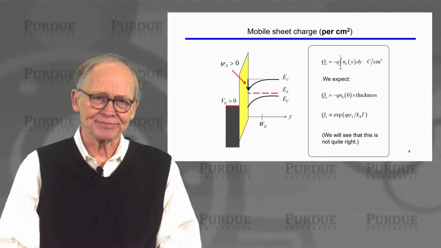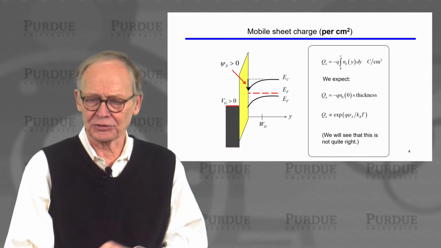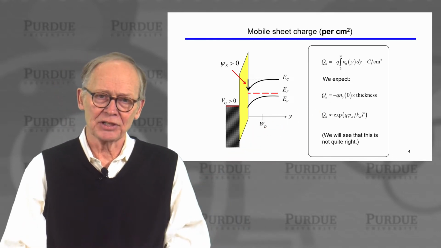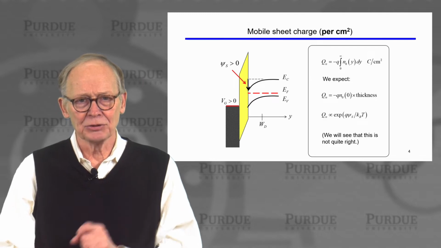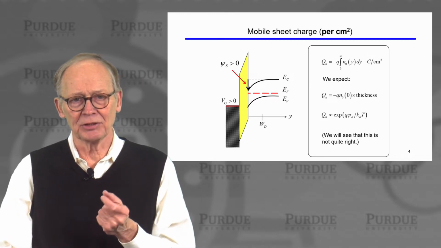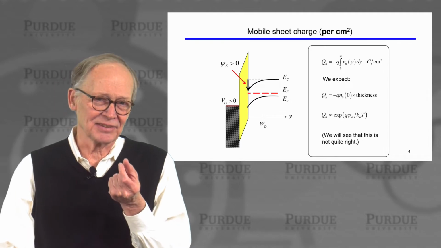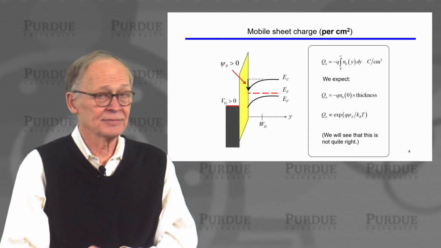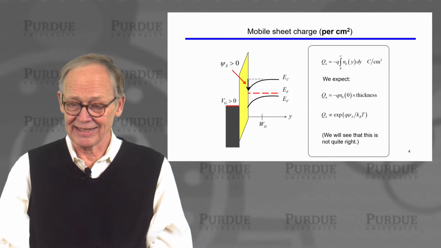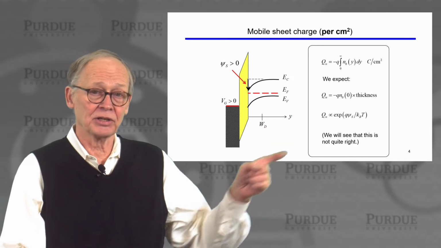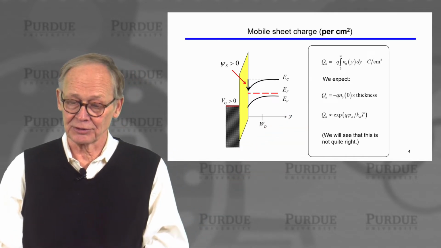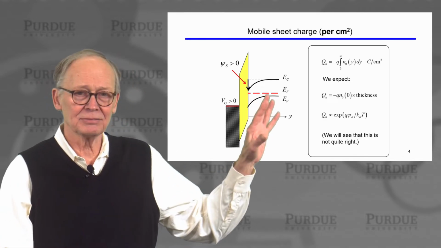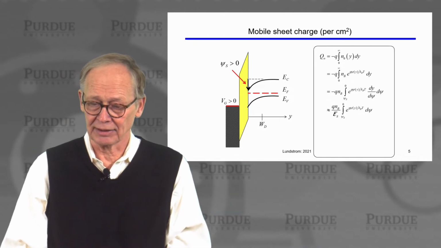Now, what do we expect? Well, the electrons are piling up right near the surface, and they have a negative charge. So we would expect this charge to be something like minus q times the electron density per cubic centimeter right at the surface times the thickness of this very thin layer. Well, we know that the electron density at the surface goes as e to the q surface potential over kT, so we expect this mobile charge to vary exponentially with surface potential. And we'll see that this is not quite right for this bulk system, but it's very close, and we'll explain why in a little bit.